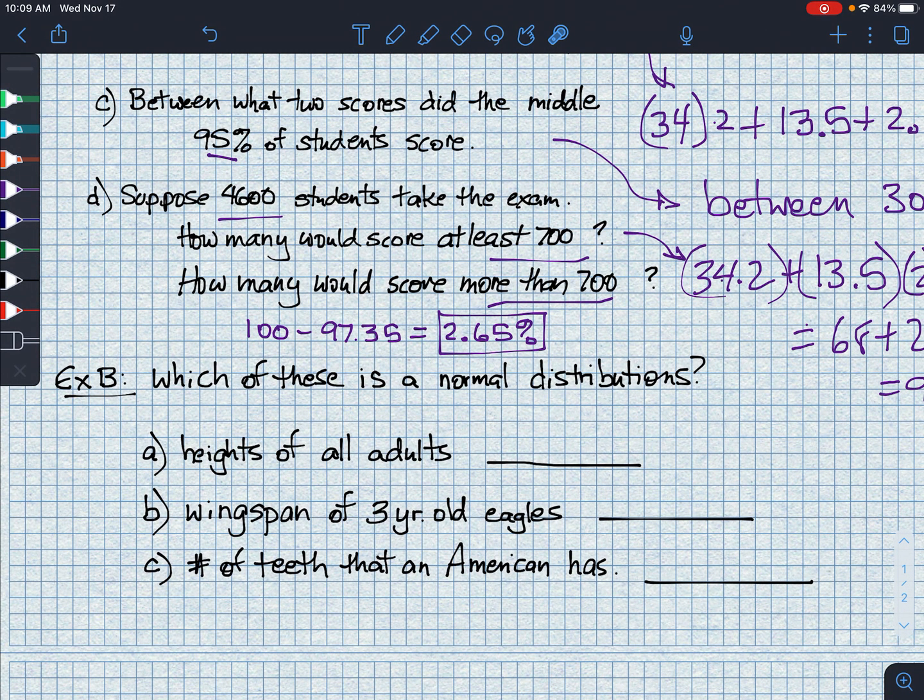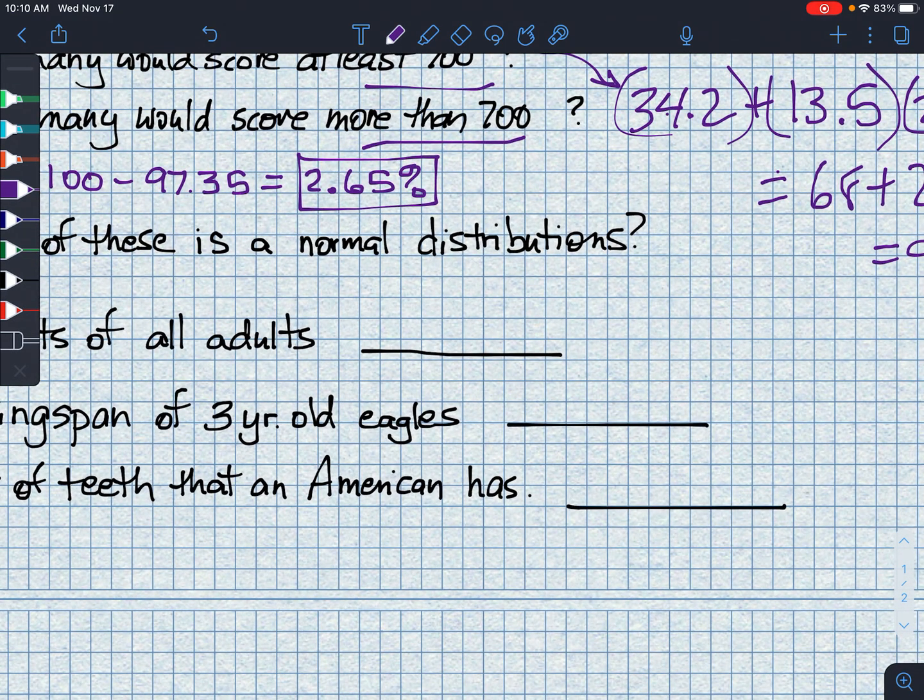What about the heights of all Americans? Would that be a normal distribution? What about the wingspan of 3-year-old eagles, if I collected those? What about the number of teeth? Would these be normal? Well, only one of them is. The others, they won't. They're gonna have problems. Hopefully you've had time to guess one of them. Is it the number of teeth the average American has? And that is no.